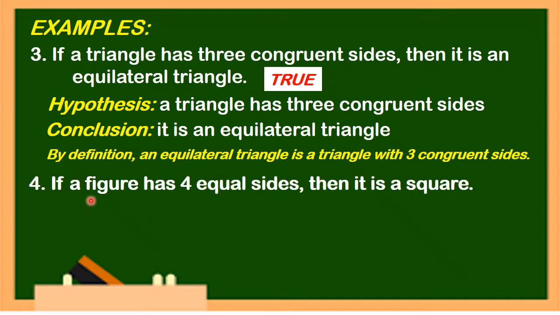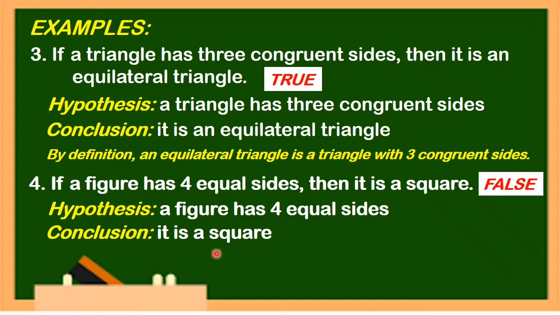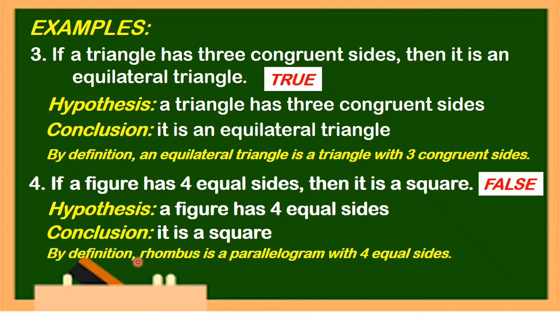Let's have the last example. If a figure has 4 equal sides, then it is a square. Hypothesis, a figure has 4 equal sides, and the conclusion, it is a square. So what do you think? If a figure has 4 equal sides, is it really a square? No, it's false. Why? Because by definition, a rhombus is a parallelogram with 4 equal sides also. So it doesn't claim that only a square has 4 equal sides.